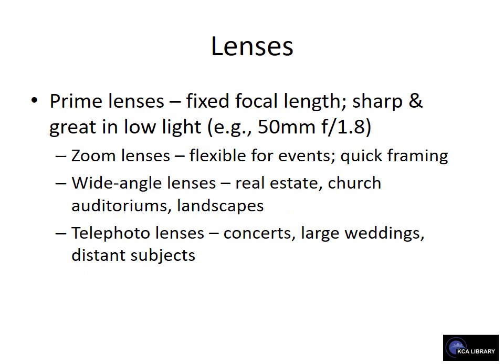Lenses also come in various types. You have the prime lenses, with a fixed focal length. They are sharp and great in low light. Then you have the zoom lenses, which are flexible for events and quick framing. You have the wide angle lenses, good for real estate, church auditoriums and landscapes. Then you have the telephoto lenses, beautiful for concerts, large weddings and distant subjects.